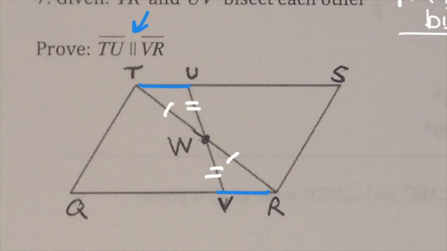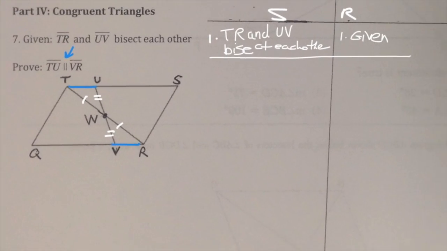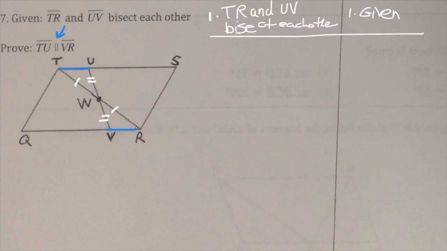Now in order to get this angle equal to this angle, I'm going to have to prove that the triangles are identical, and I'm basically there. I mean, you can see by now that this is going to be a side angle side. First of all, I could use the bisectors to tell me that TW is the same as RW. And I could also say that, just like the picture shows, UW is the same as VW.